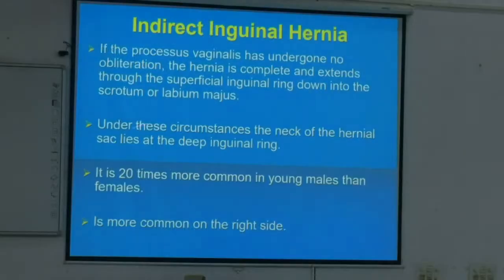So if the processus vaginalis has undergone no obliteration, the hernia is complete and extends through the superficial inguinal ring down into the scrotum or labia majora. Under these circumstances, the neck of the hernial sac lies at the deep inguinal ring, and it is 20 times more common in young males than in females. This ratio is important, 20:1, male and female ratio. It is more common on the right side.